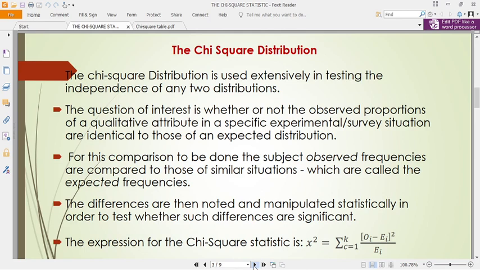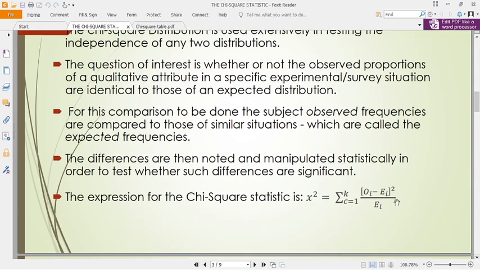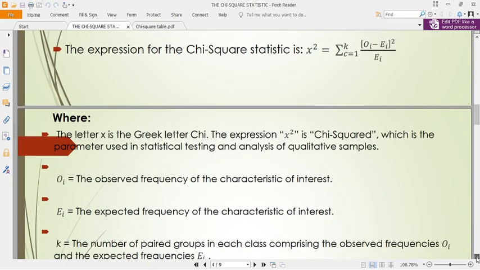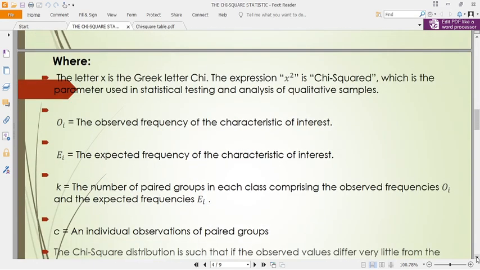So we always compare the observed frequencies to the expected, and therefore we make use of this formula to get a chi-square statistic or test. Where O means the observed frequency, E is the expected frequency, K is a constant, and C is the number of individual observations of a paired group.